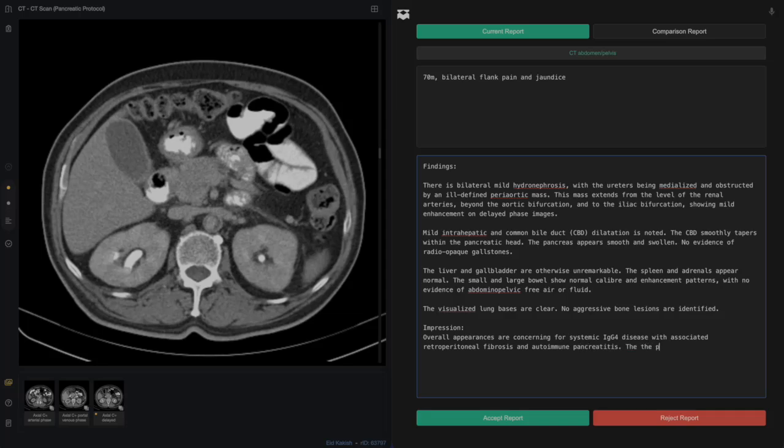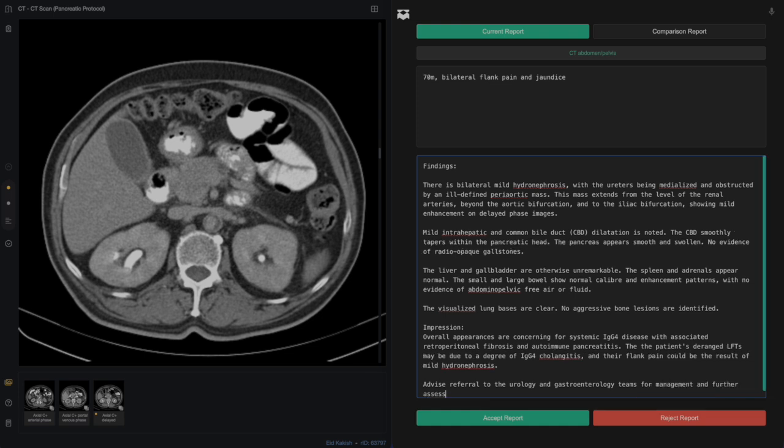The patient's jaundice may be due to a degree of IgG4 cholangitis. And back pain, or it was flank pain, wasn't it? Flank pain could be the result of mild hydronephrosis. And then maybe we should say something to advise referral to the urology and gastro teams for management and further investigation. Okay, let's finish with that.